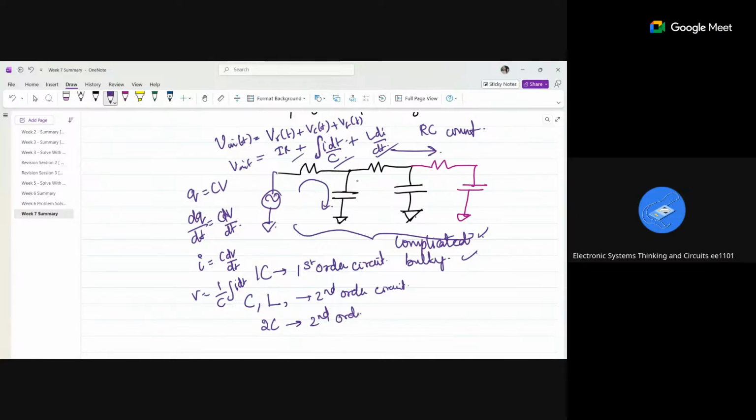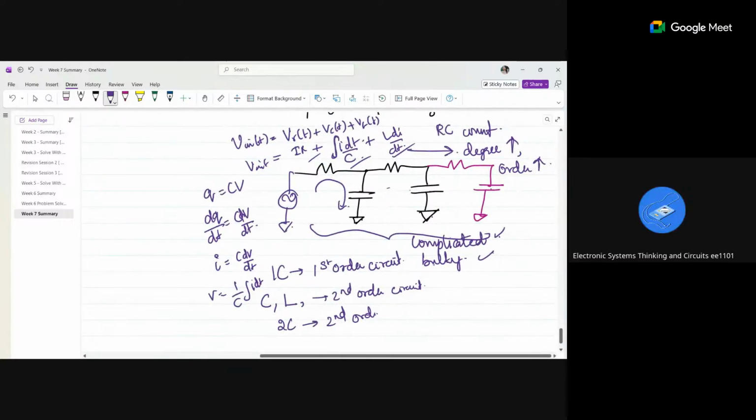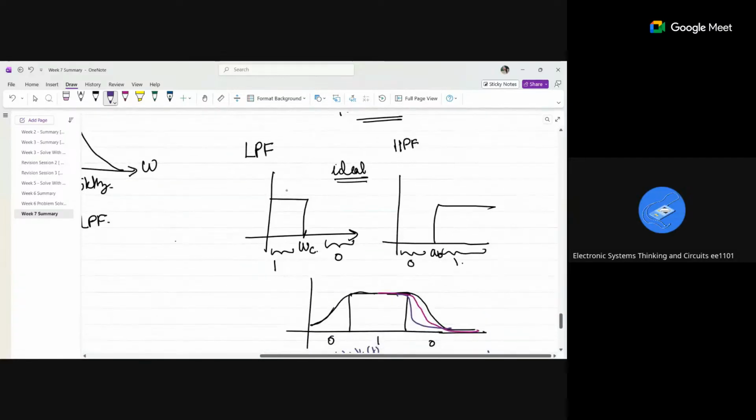So basically, once the number of capacitors or inductors increases, the degree of the equation will increase. So the order of the circuit will also increase. Okay, so order defines the degree. So these are the limitations of first order circuit. What is the limitation of first order circuit? You will not have a perfect omega c. It will be gradually only going down. That is one limitation of this first order circuit.